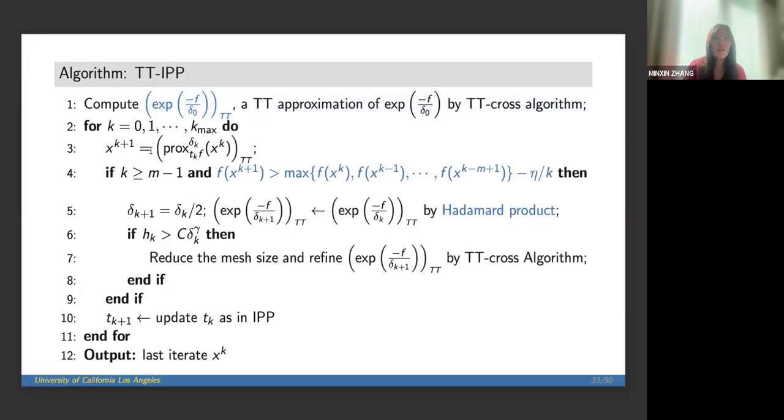We use a standard quadrature rule to get the next iterate s_{k+1}, and then we look at this condition here, mainly to ensure that the function values over these iterations decrease steadily, but we also allow occasional increases. Based on this condition, we adaptively update our parameters like delta k. And if necessary, we also reduce the mesh size and further refine the tensor train decomposition using this randomized TT-cross algorithm.